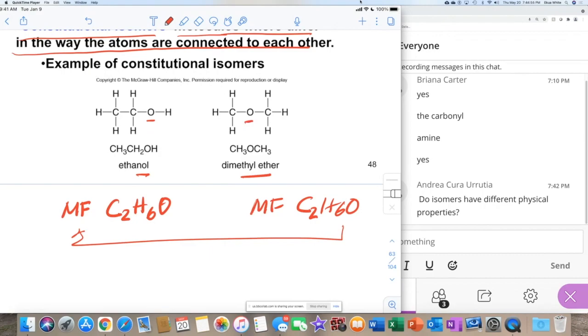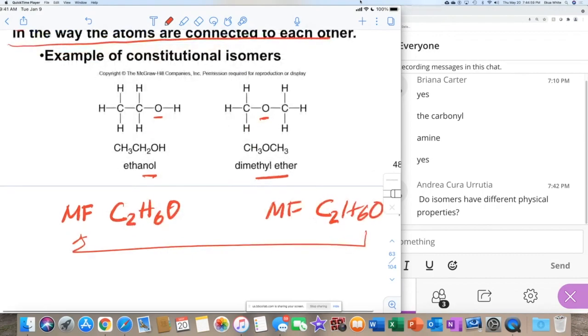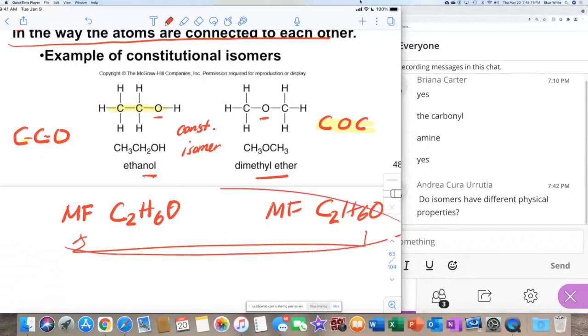On the ether side, the oxygen is in the middle. So visually, what I see here is CCO, right? And here I see COC for my central atoms. I'm talking about this arrangement here. CCO, COC. The bottom line is these are constitutional isomers because the molecular formula is the same, but they definitely will have different names.